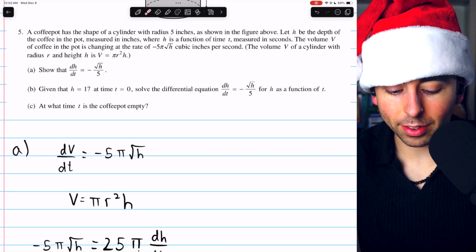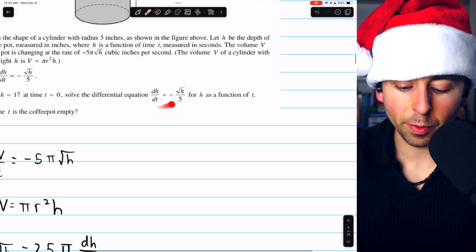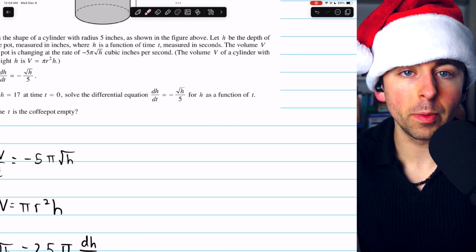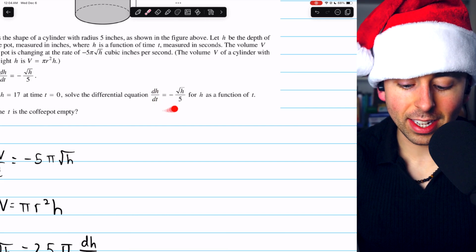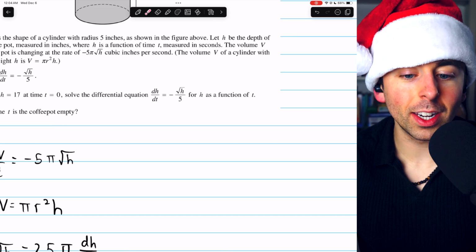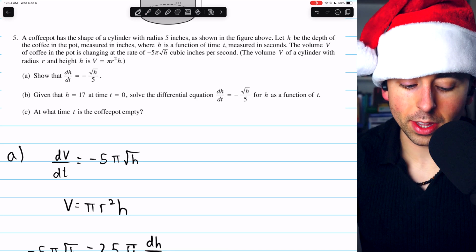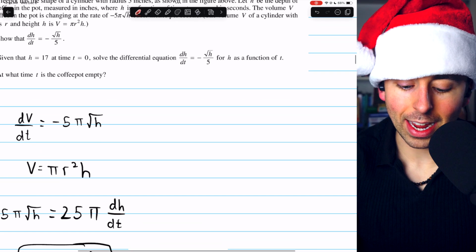Given that h equals 17 at time t equals 0, we want to solve this differential equation for h as a function of t. So this is actually a separation of variables differential equation question. We need to separate the h's, we'll move the h's to the left, and separate the t's, get those to the right. Then integrate both sides of that equation and use this initial condition in order to solve for the arbitrary constant. So let's start setting this up, and I'll write it in red.